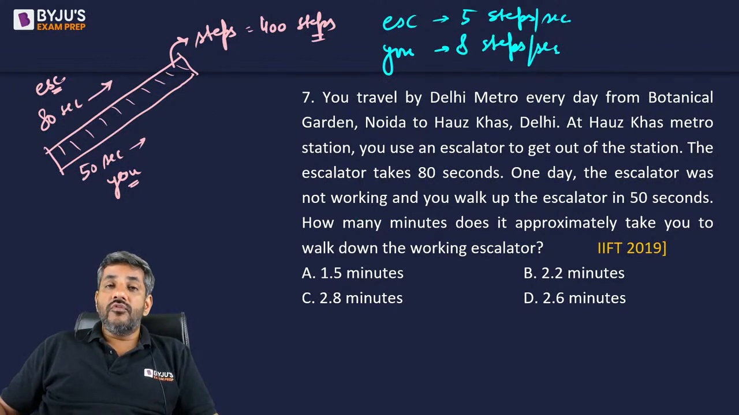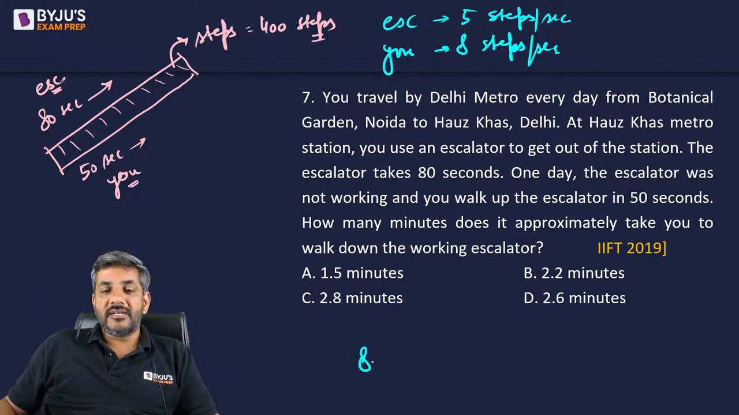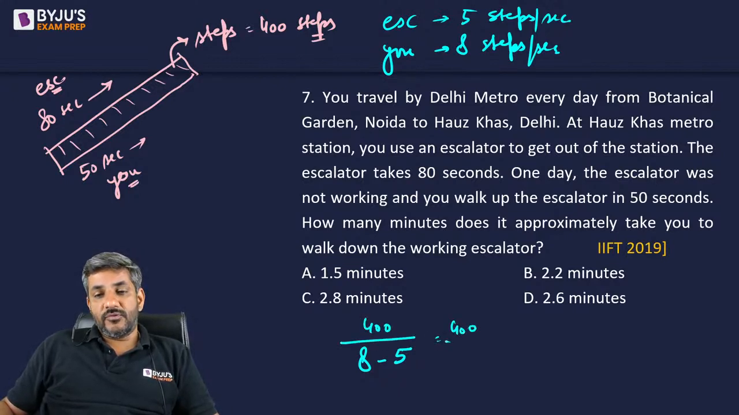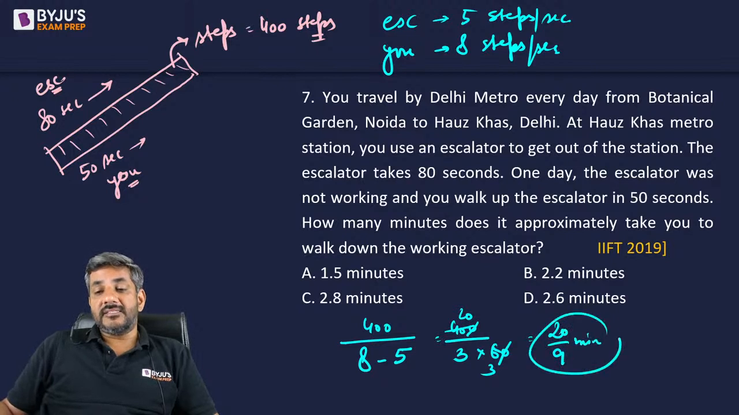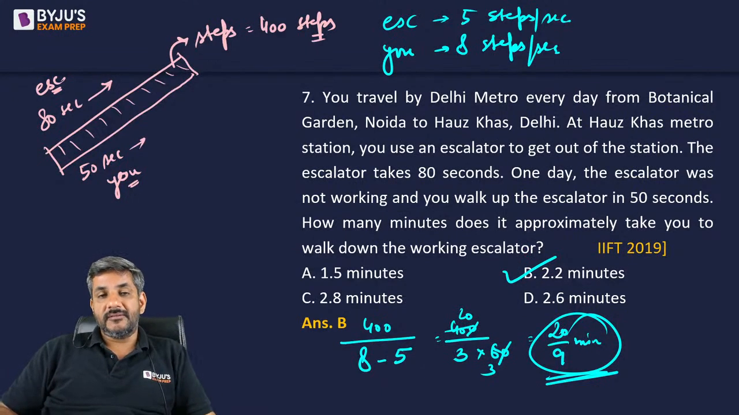Now, when I am moving against the escalator, at what speed would I be moving? I would be moving at a speed of 8 minus 5, and I have to cover 400 steps. What is the time taken? It is 400 by 3 seconds. To convert into minutes, let's divide by 60. 0 is cancelled out. 2 3s are 6, 2 20s are 40. My answer is 20 by 9 minutes is the time taken, and 20 by 9 is 2.2. So my answer is option B for this question.